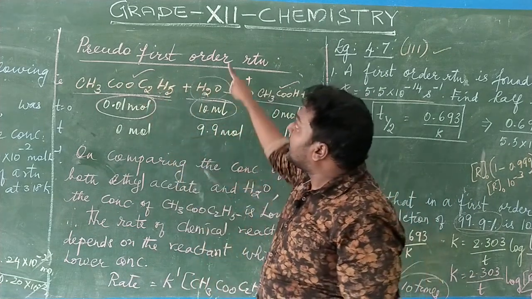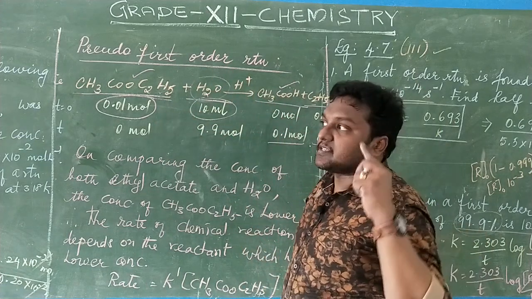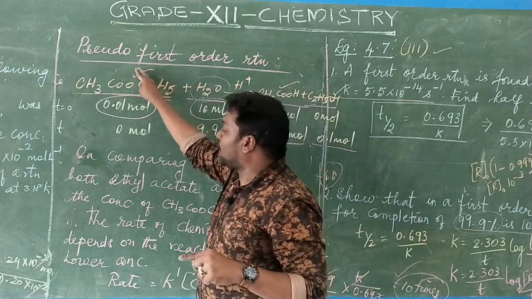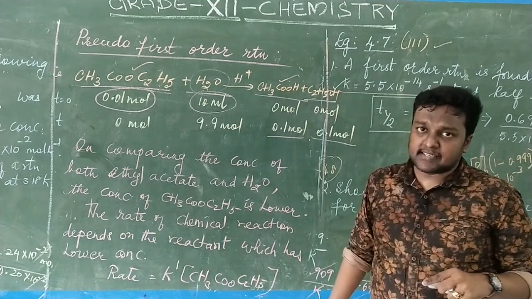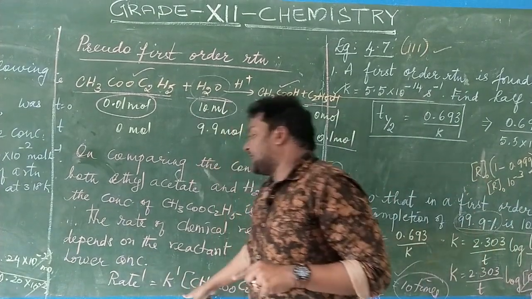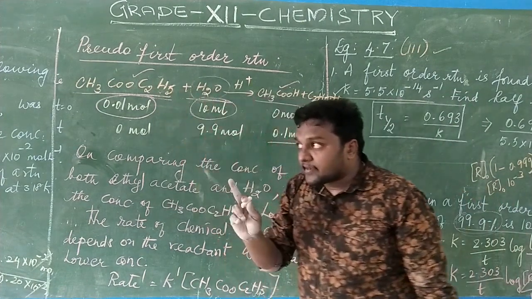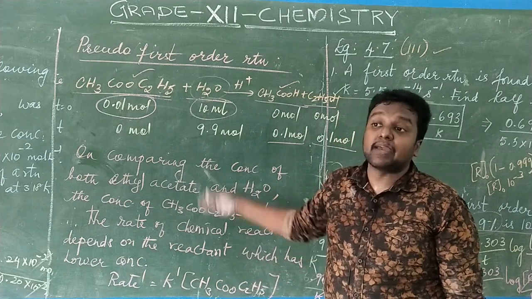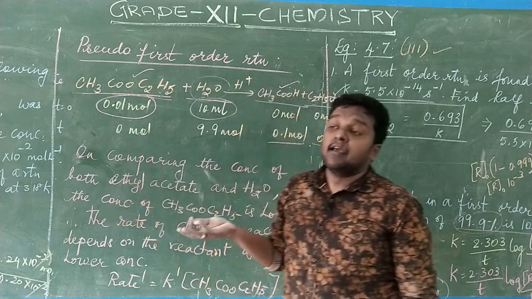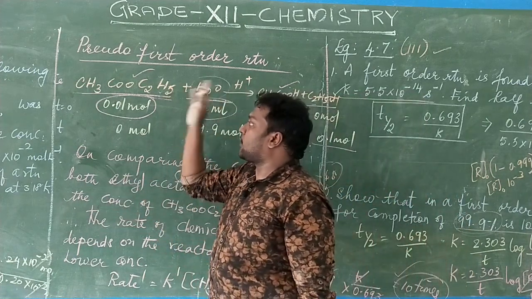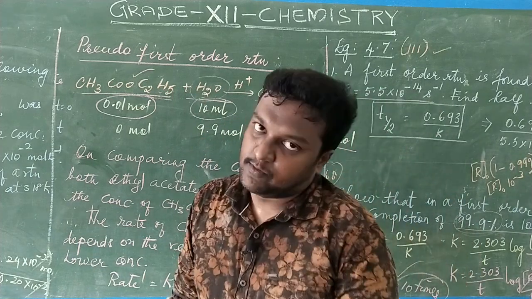So the rate of the chemical reaction depends on the concentration of only one of the reactants, the one which has the lower concentration. That is why I have written K dash, pseudo first order kinetics. It is a pseudo first order kinetics; you can also write rate dash. Pseudo first order kinetics means that of the two reactants, the rate depends only on the concentration of the reactant carrying the lower concentration, so we call it the pseudo first order rate constant.